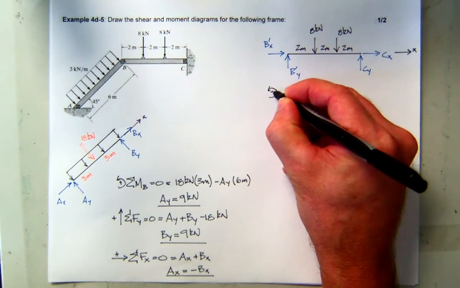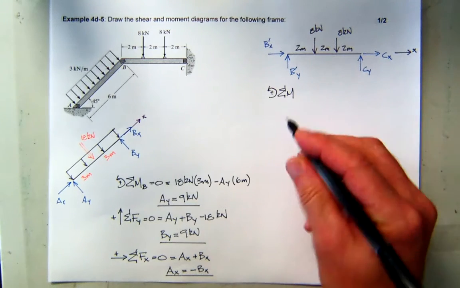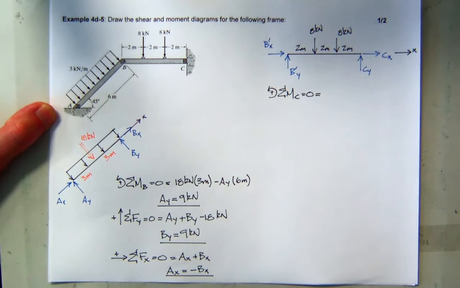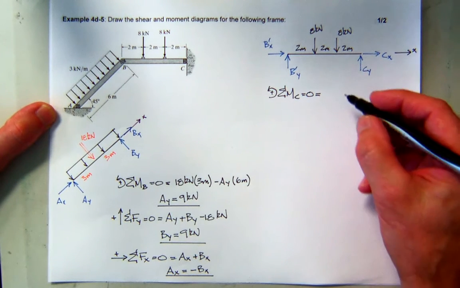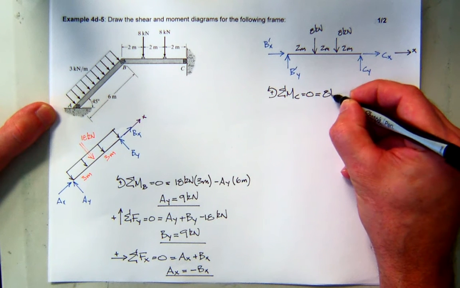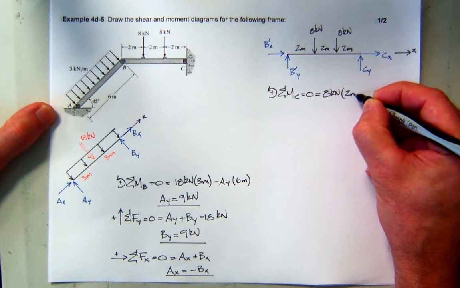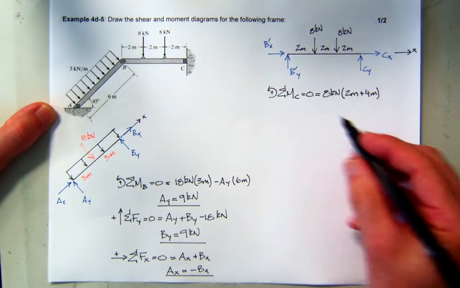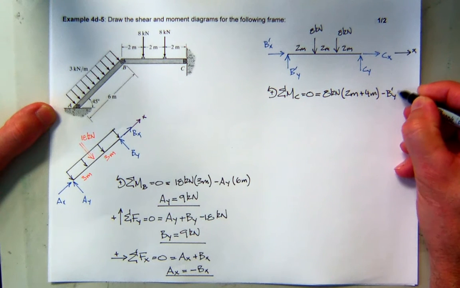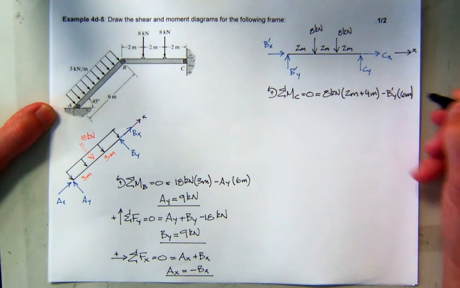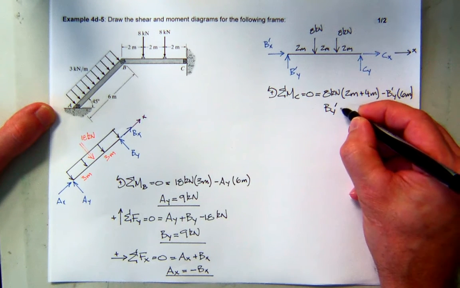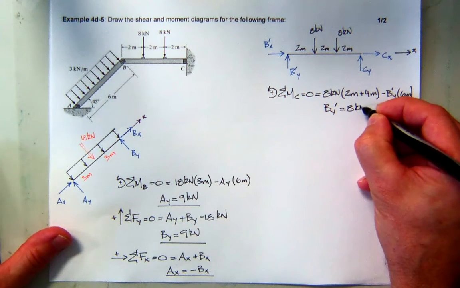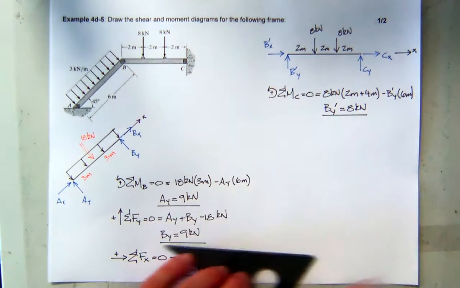So I'm going to sum moments at C. And when I do that, both these 8 kilonewton forces are going to create what kind of moment about C? Positive. So there's my 8 kilonewton. The first one has a moment arm of 2. The second one has a moment arm of 4. And then I'll have B prime Y, which creates negative, and it has a moment arm of 6. So what is this B prime Y? 8. That's it.